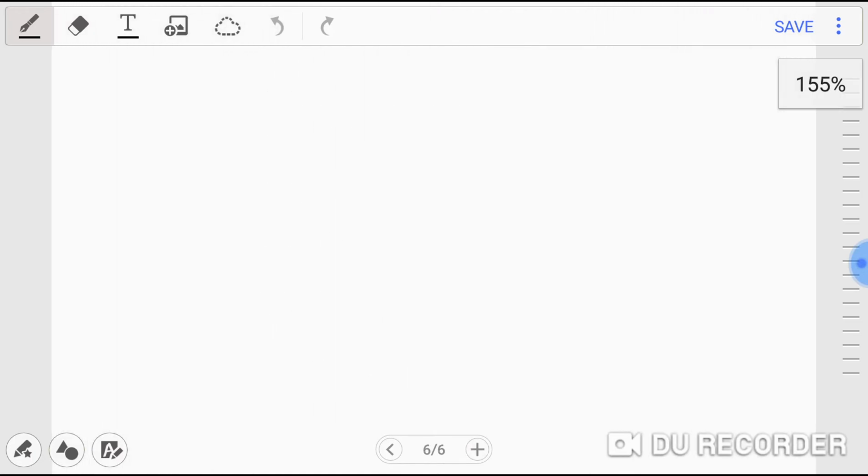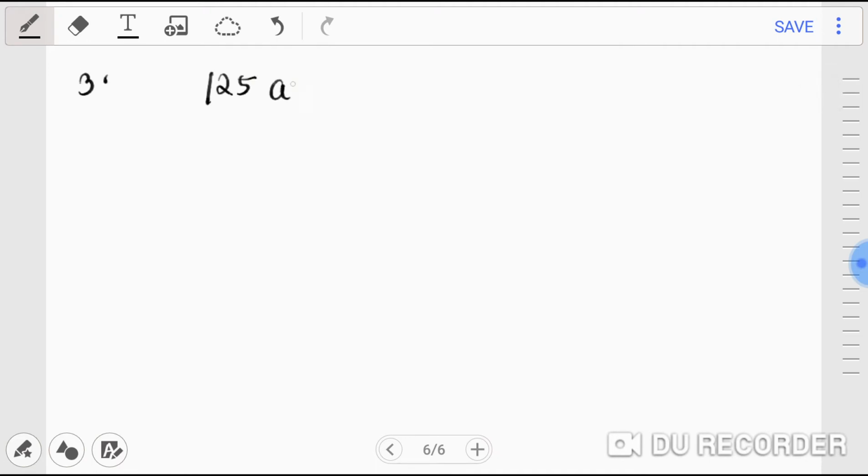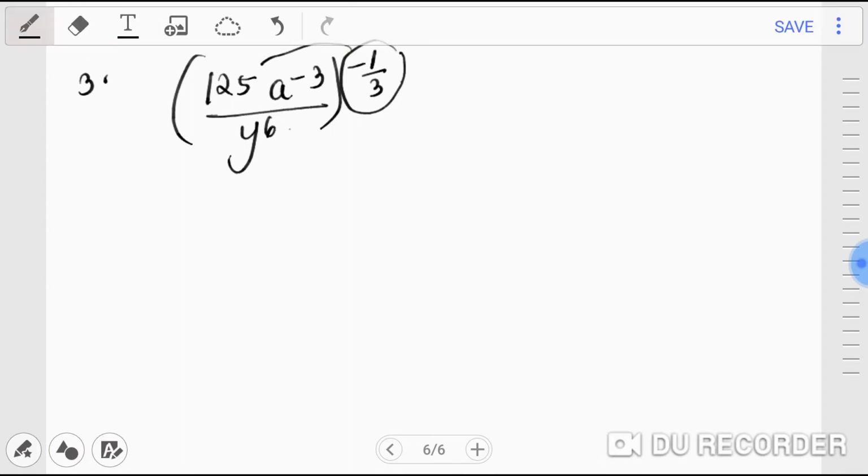Problem number 3. It says 125a^-3 to the power minus 1 upon 3, divided by y^6. This minus 1 upon 3 is with 125, it is with a, and it is with y^6 also. So for 125, can I write 5 cubed? If you multiply 5 three times, you will get 125.